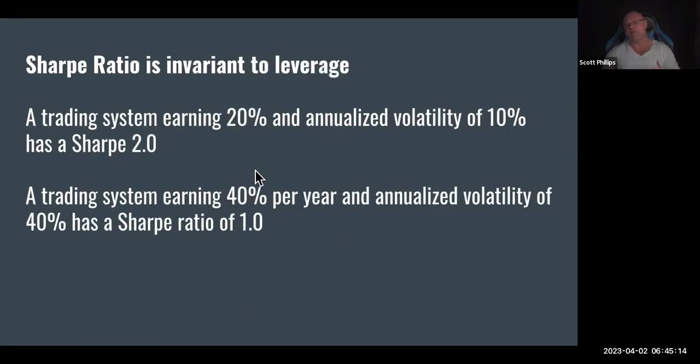It's invariant to leverage. So what I mean is a trading system earning 20% with a volatility of 10% has a Sharpe of 2.0, and a trading system earning 40% per year and a volatility of 40% has a lower Sharpe ratio.